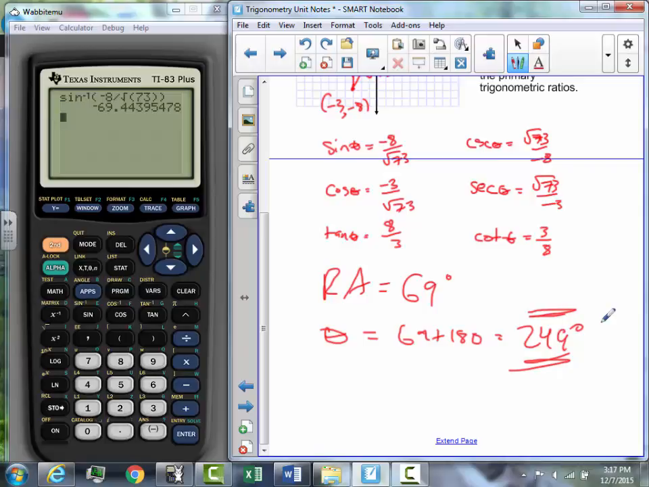One of the problems with trigonometry is that your calculator is going to calculate an answer for you, and we then have to interpret it, figure out where it fits on our circle. Does that make sense at all?